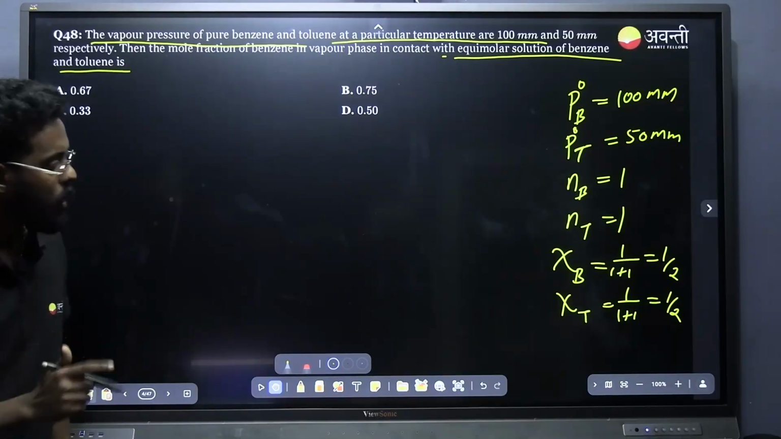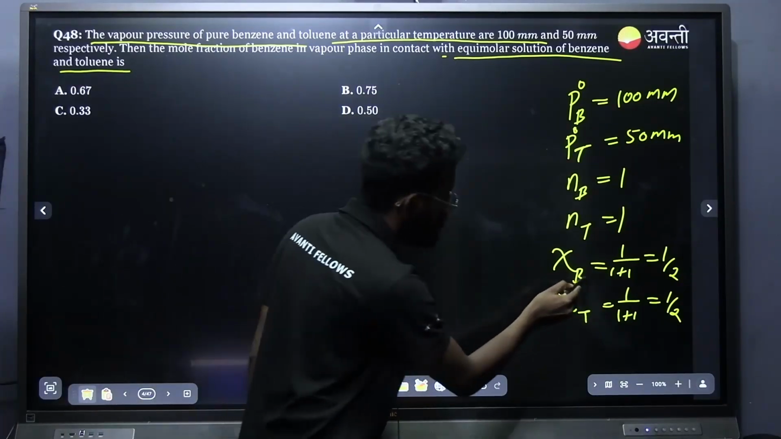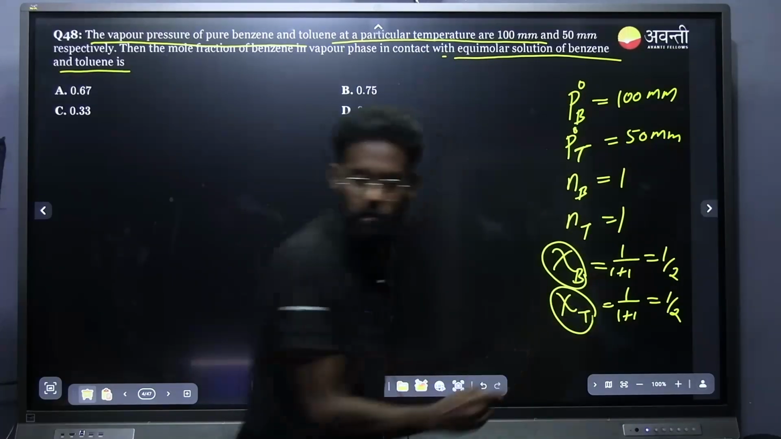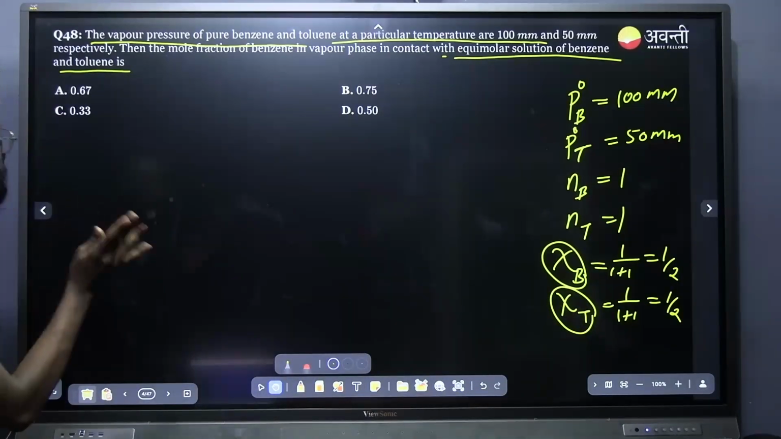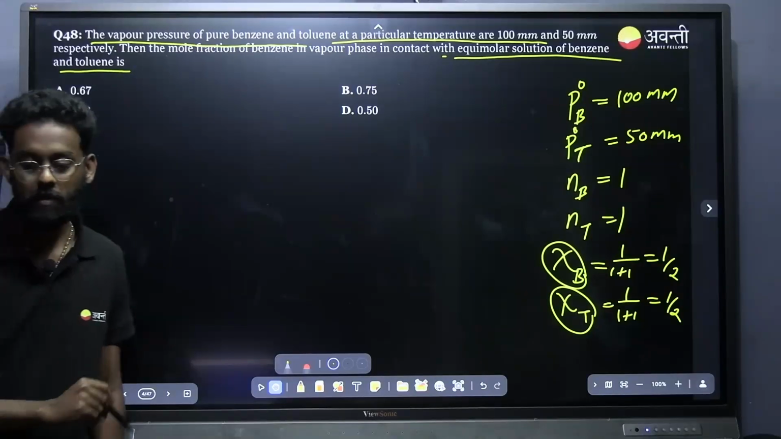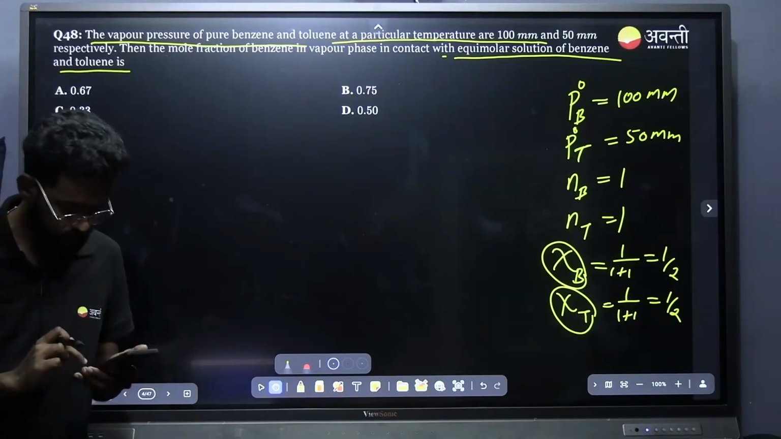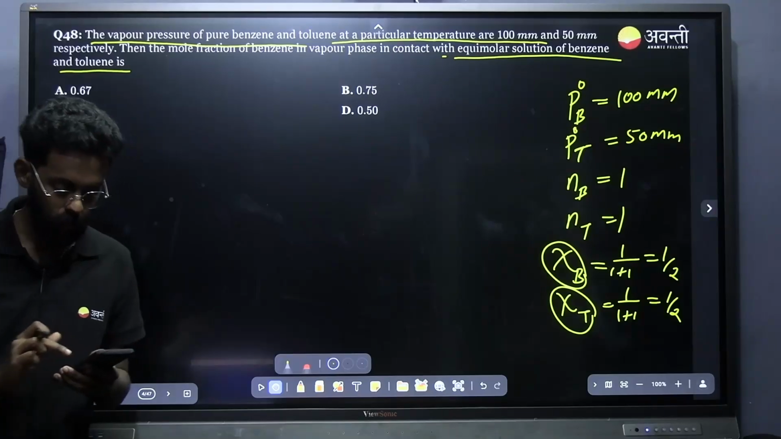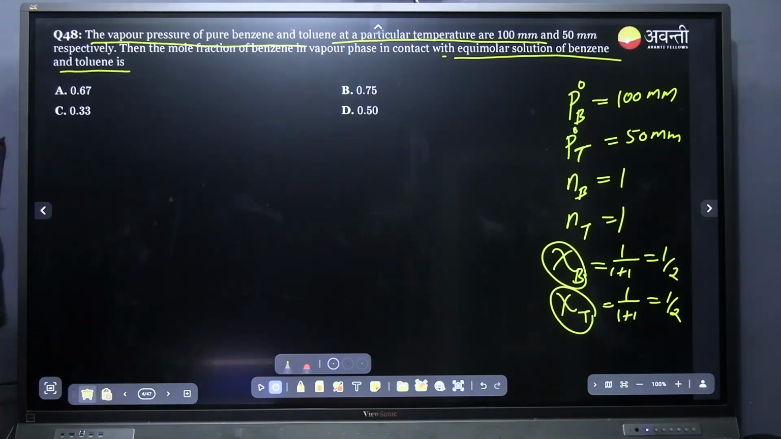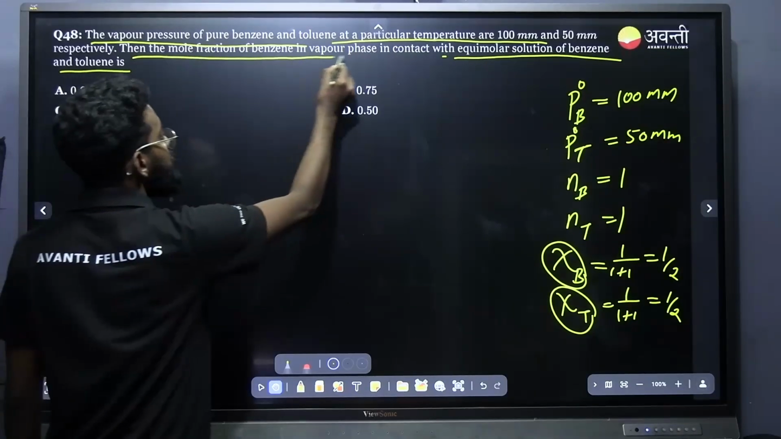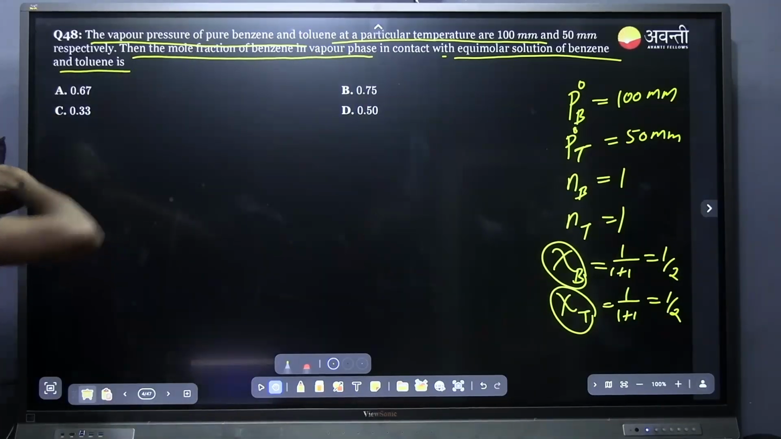Got it? Now what is the question? Is the question asking about this mole fraction, the one for which we already got the answer? Tell me, guys. Yes or no? No, right? Then what is actually being asked in the question? The question is asking the mole fraction of benzene in its vapor phase.